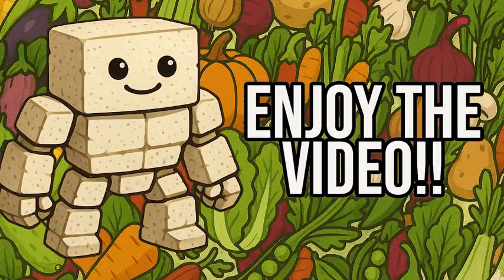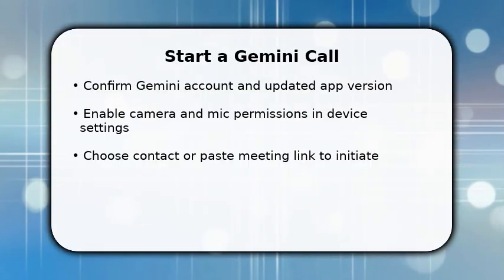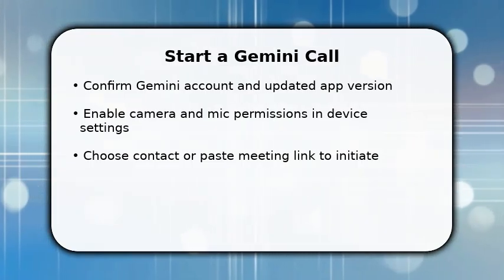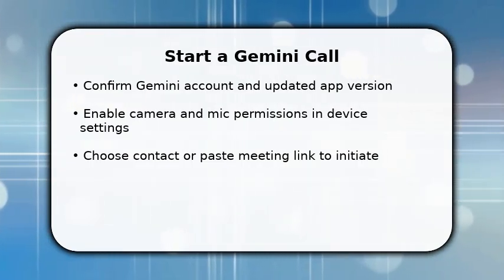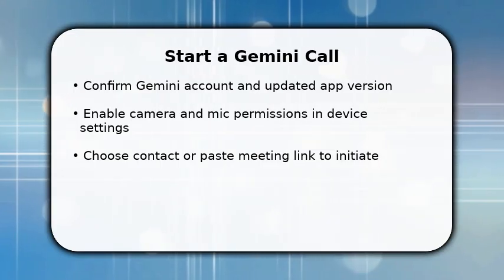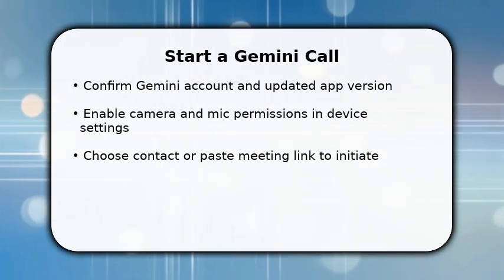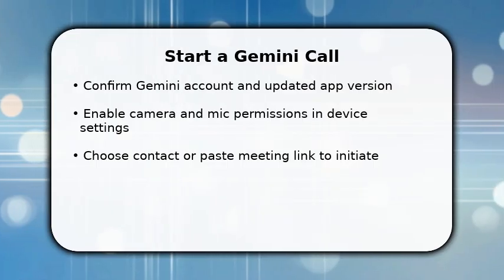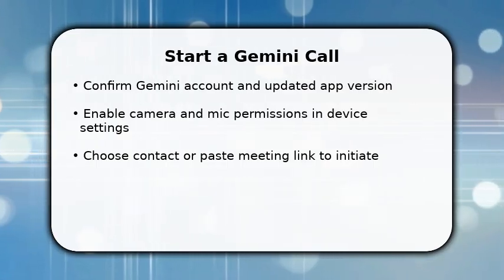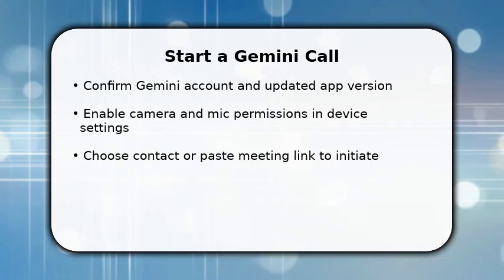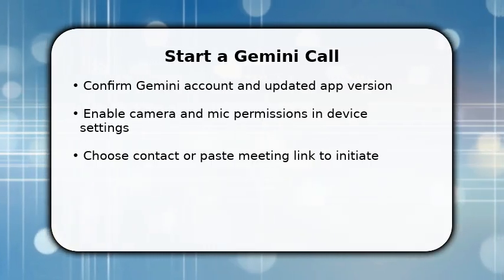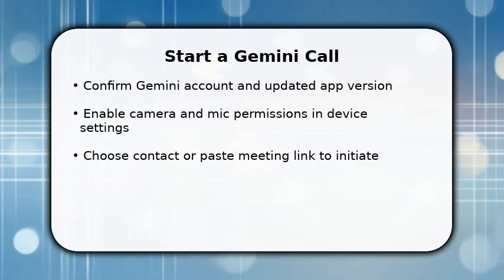Please enjoy the video. You begin by opening Gemini and picking the contact or pasting the meeting link. This immediately creates the call session. Once done, grant camera and microphone permissions so audio and video stream correctly. If you're on mobile, switch to Wi-Fi for stability. On desktop, select the correct input devices in settings before joining.